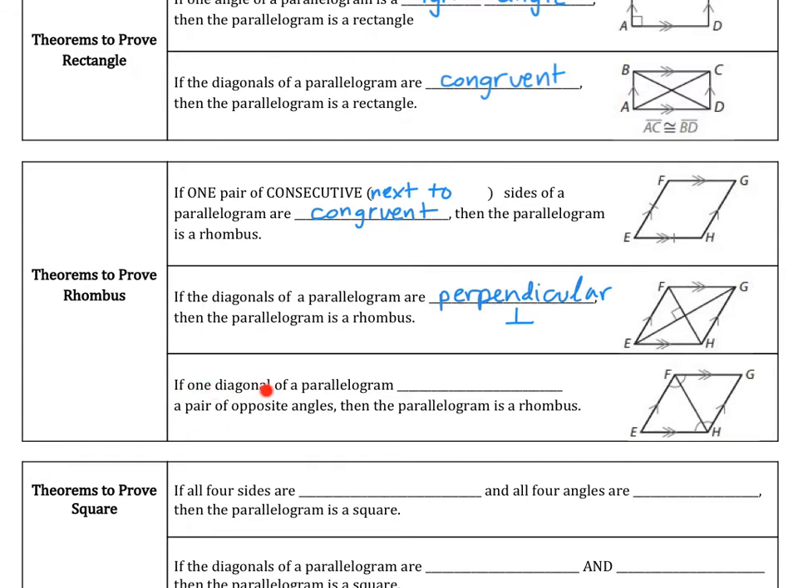Last, if one diagonal of a parallelogram bisects, which means cuts into two congruent parts, a pair of opposite angles, then the parallelogram is a rhombus. So you can see this diagonal bisects this angle because these two are congruent, and also bisects this angle because these two are congruent. So it only takes one diagonal bisecting to prove that it is a rhombus.